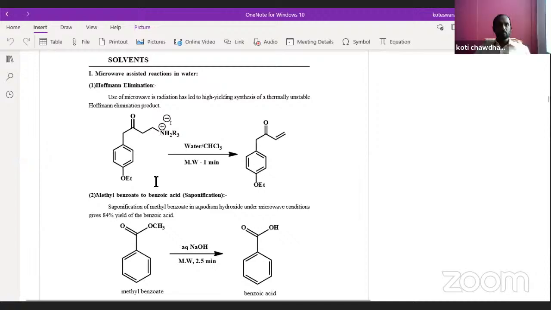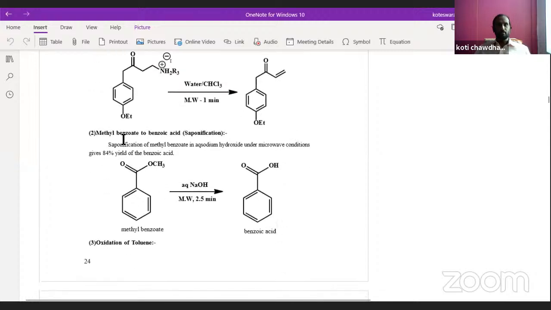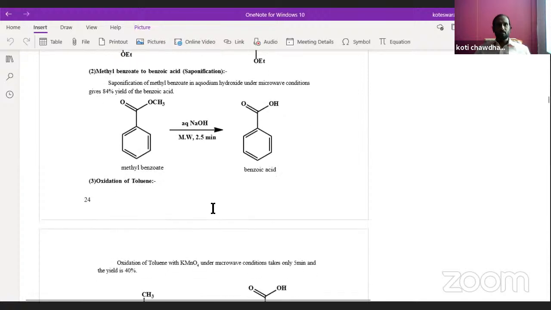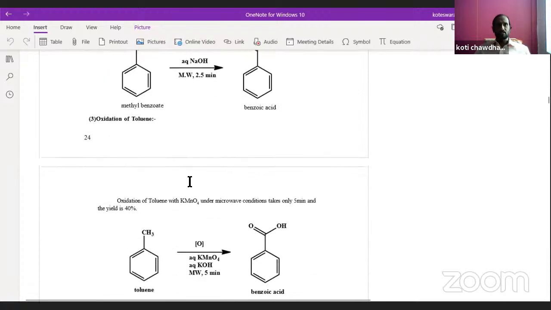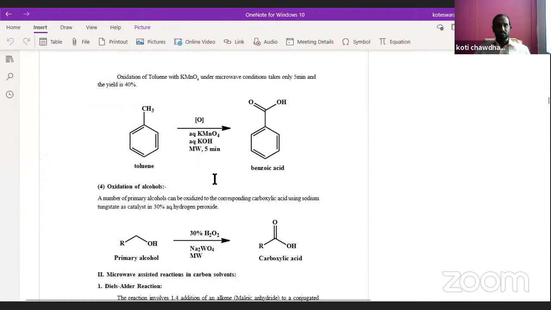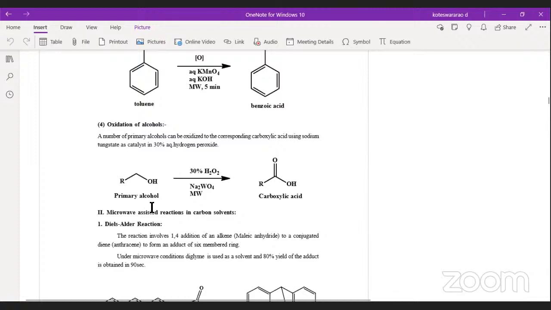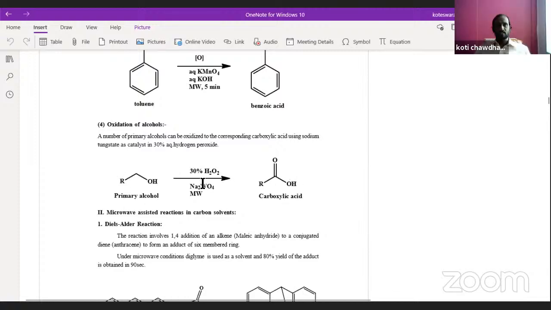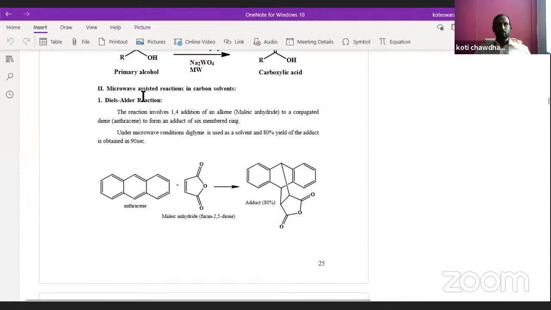Next, microwave-assisted reactions in water. Hofmann elimination reactions are there, and methylbenzoic acid conversion in the water medium, that is the aqueous medium, and oxidation of toluene into the carboxylic acid, that is benzoic acid, in the water medium, and the microwave-assisted synthesis, and oxidation of primary alcohol into carboxylic acid in the water medium, where we are going to use peroxide. And the microwave-assisted reaction in the presence of an organic solvent, that is the Diels-Alder reaction. This takes place in xylene or other kinds of organic solvents.